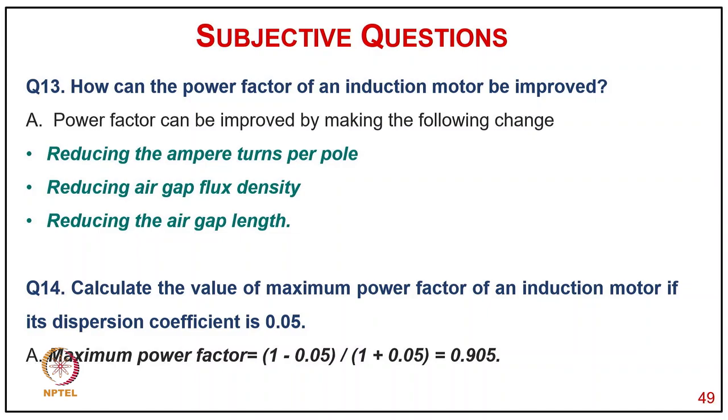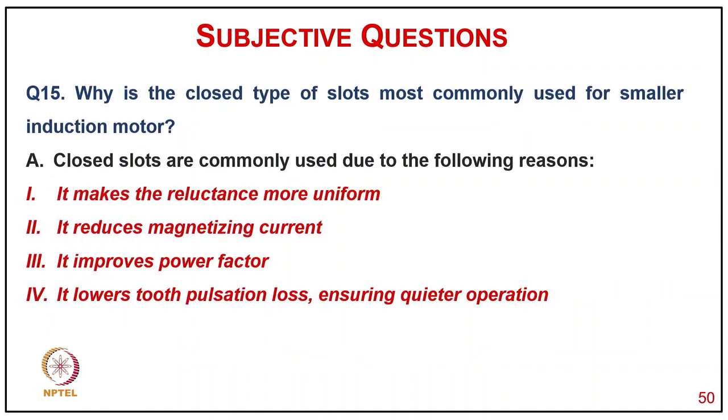Calculate the value of maximum power factor of an induction motor. Dispersion coefficient is 0.05. So maximum power factor is (1 minus dispersion coefficient) divided by (1 plus dispersion coefficient), so it comes to 0.905.